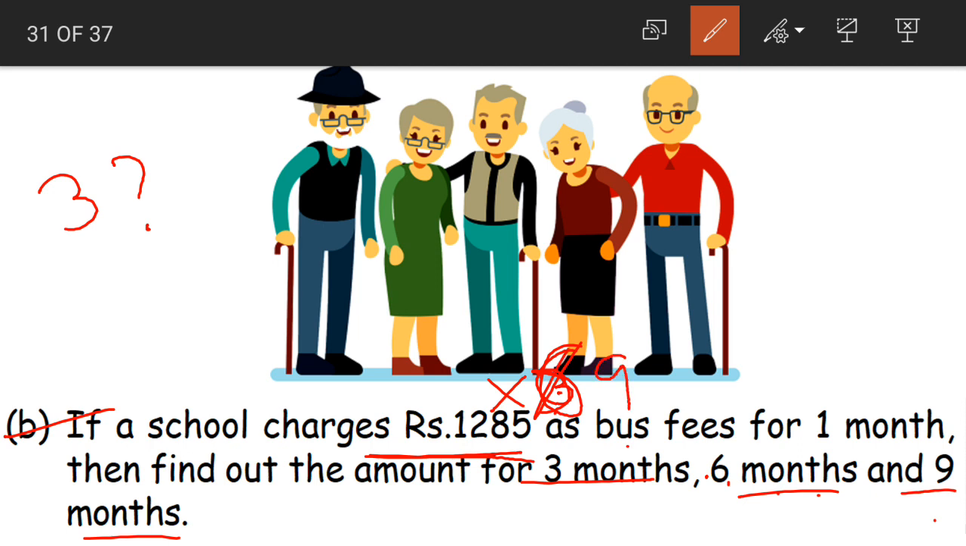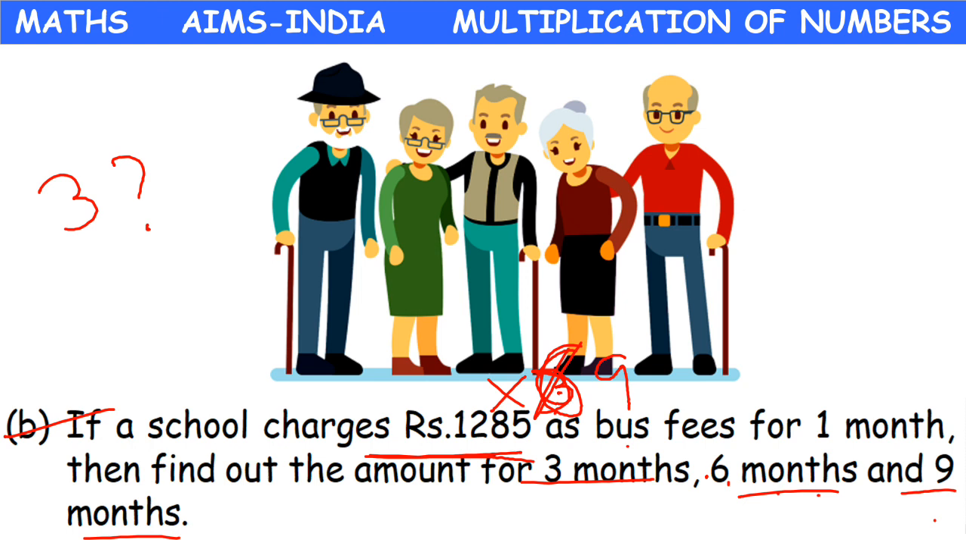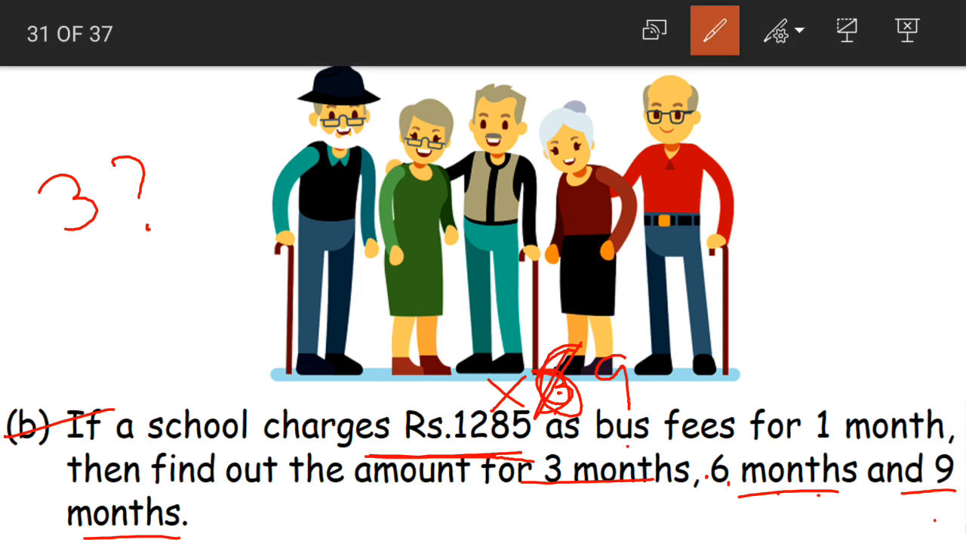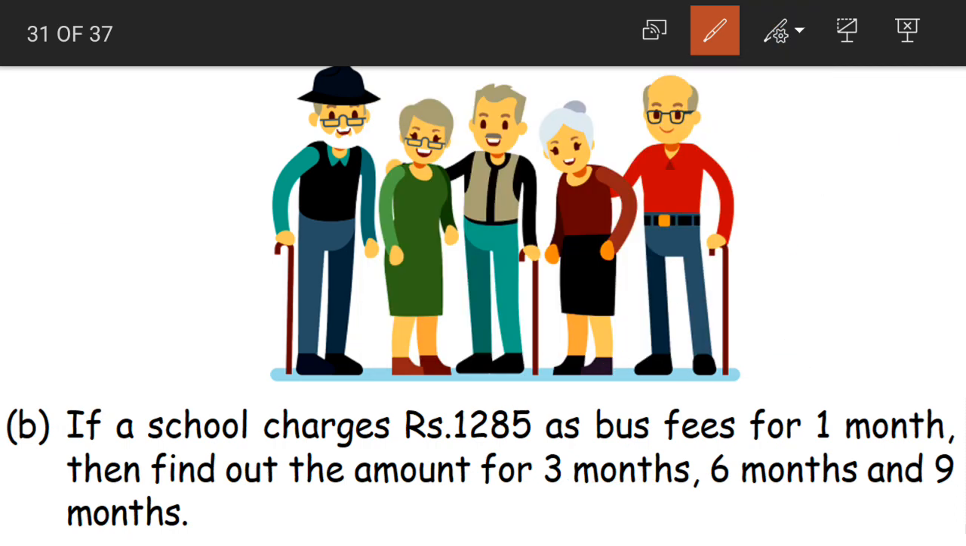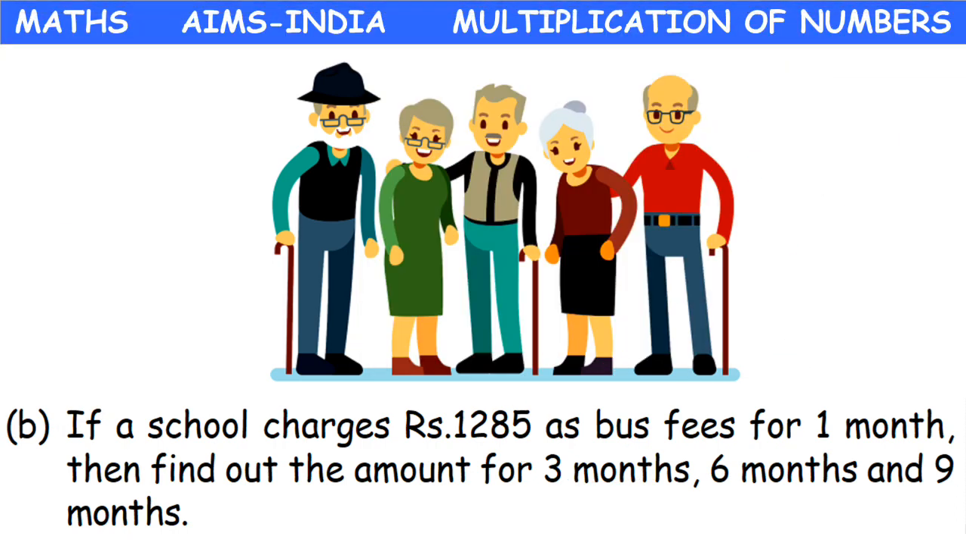So this is how multiplication helps us to solve complex problems. Now, if not multiplication, what should we have done? This is for 1 month. Again, this is for 1 month. This is for 1 month. So these are the 3 months, and we needed to add all these up. So instead of repeating addition, we simply multiply. That is why multiplication is called repeated addition.